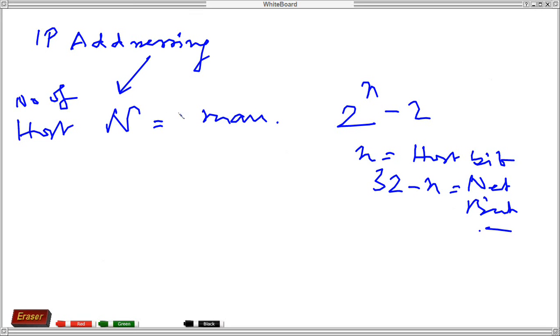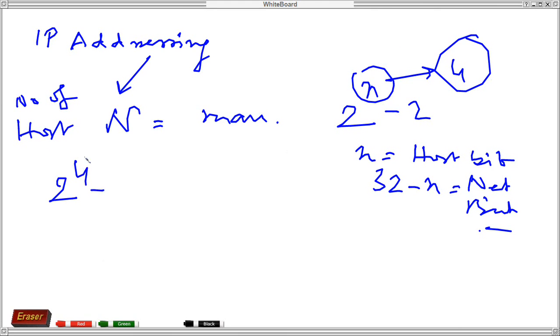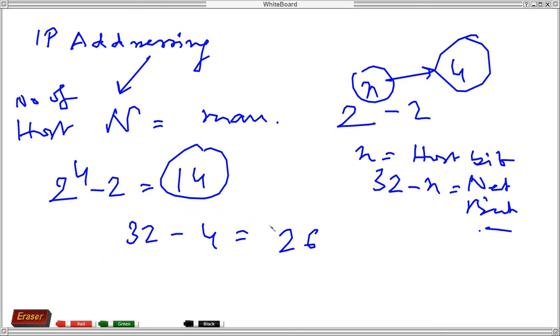That means I can go for any number of hosts. So n can be 4. If I take n equal to 4, then 2 to the power 4 minus 2, so I will be taking 14 hosts. So 32 minus 4 is 28 bits. 28 bits is my network bits.